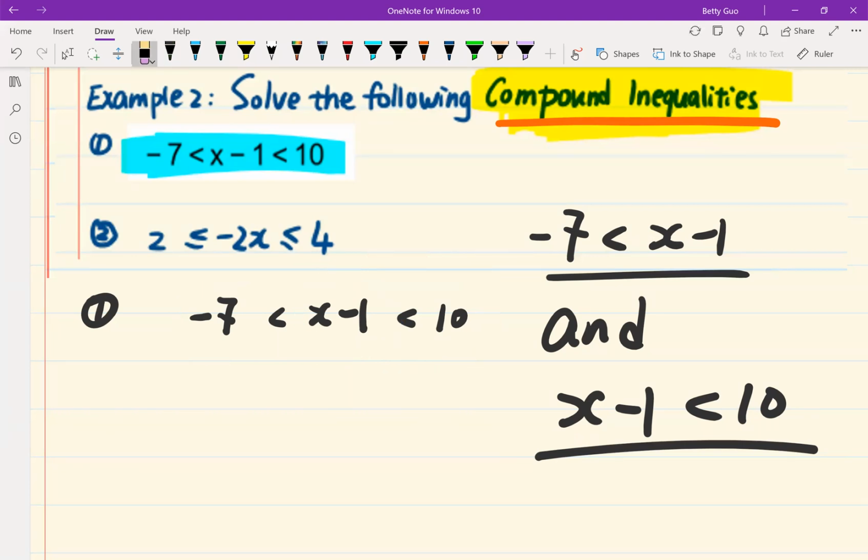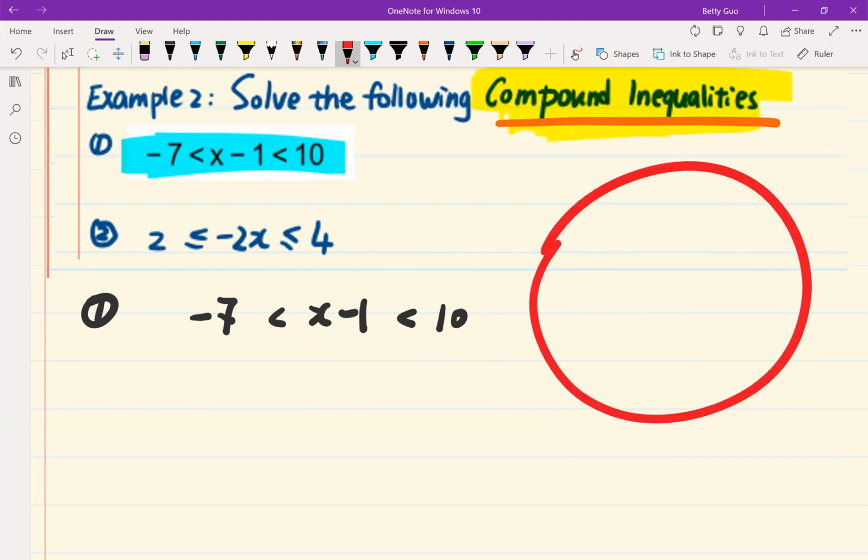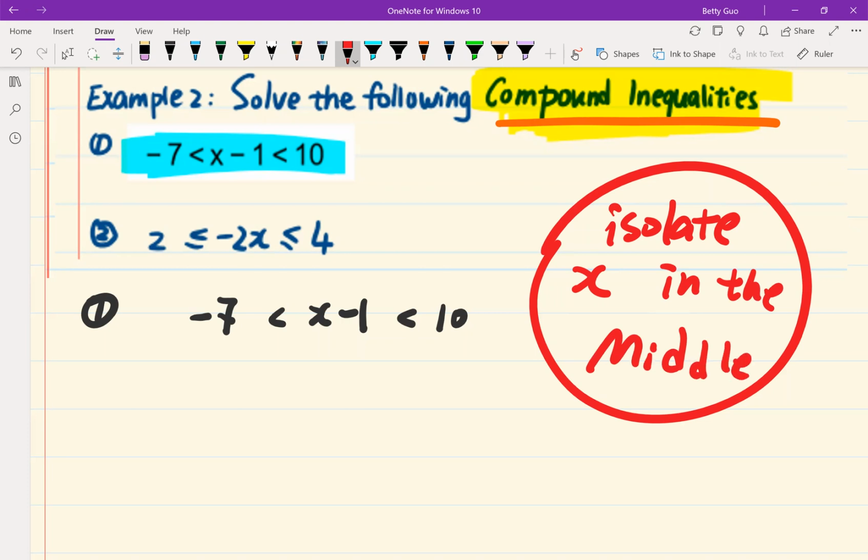The solving actually is not very complicated. It is pretty straightforward. Remember, when we solve a linear inequality in one variable, I always draw a bubble and write something in the bubble, right? What did I write? On the left, right? But when we solve a compound inequality, our goal is to isolate x in the middle.